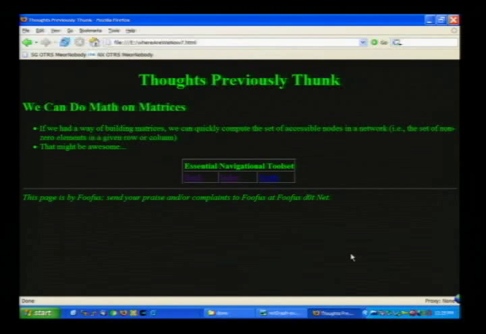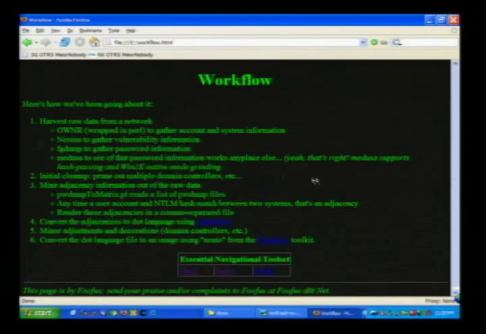And that might be awesome and not bullshit. We'll see. So here's how I've been going about it. I take a number of different tools: OWNR to gather user account information, Nessus gives me information about vulnerabilities on systems, FGDump grabs passwords for me, and Medusa sees if those passwords work anyplace else that I haven't touched. And what we do is we build ourselves an adjacency matrix out of that.